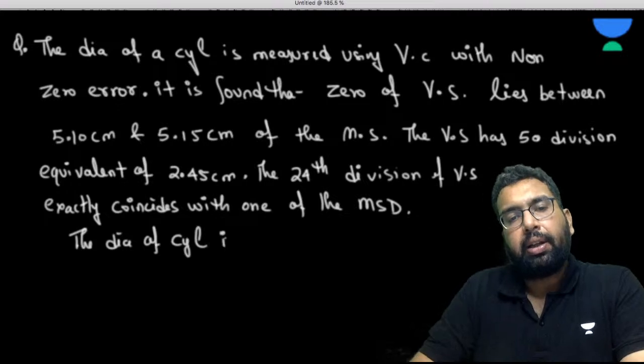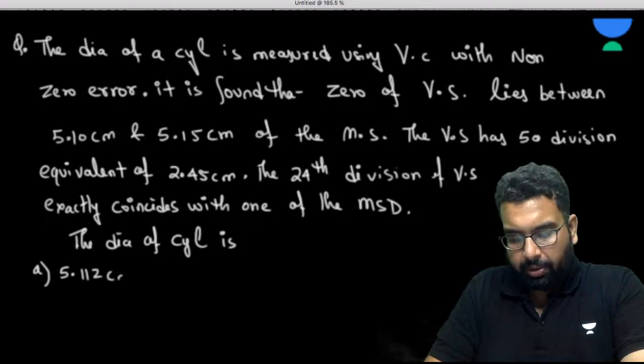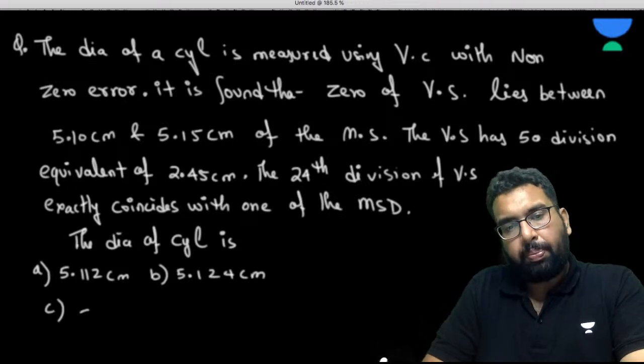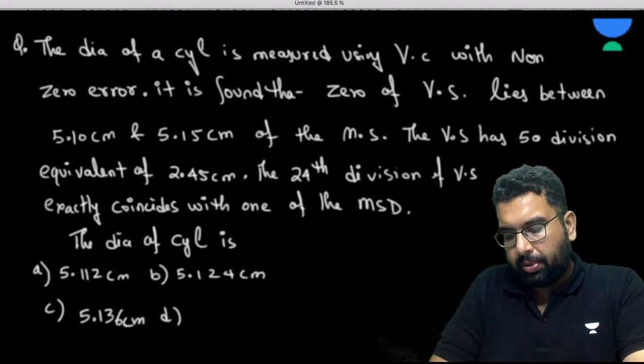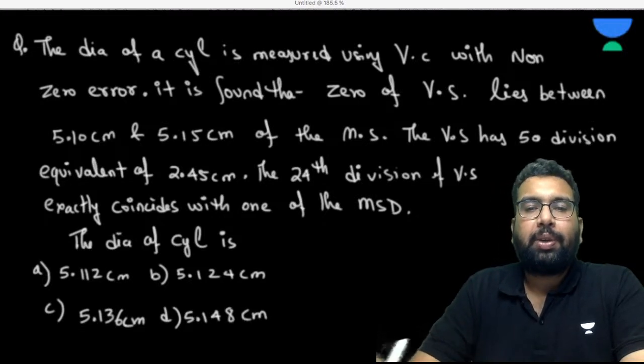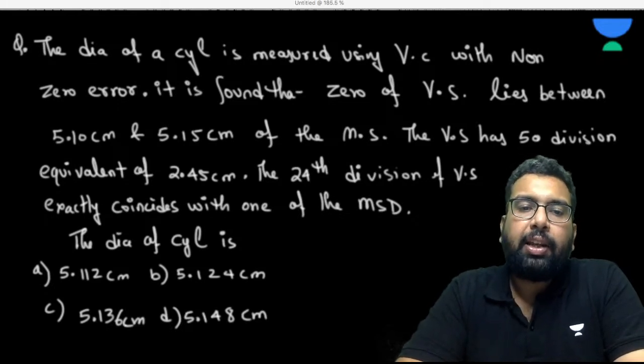What is going to be the dia of the cylinder? The first option is 5.112 centimeter. The second option is 5.124 centimeter. Option C is 5.136 centimeter. And the last option is 5.148 centimeter. Now you need to give the answer to this. Please go for it. Please think carefully before you answer.